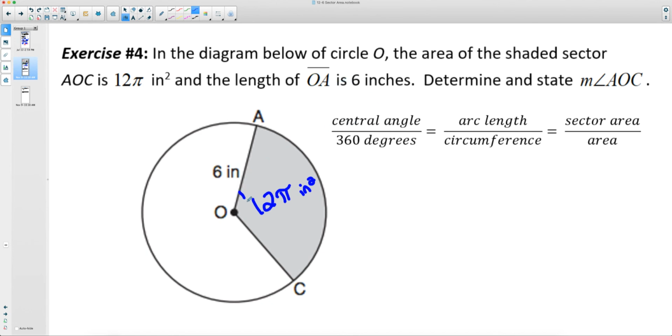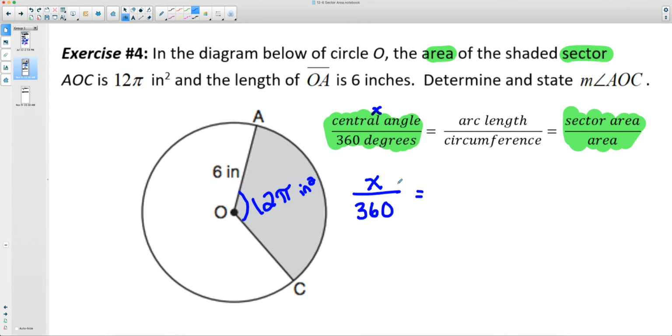So we're trying to find something different here. We're trying to find the central angle. So central angle is where x is going to be. The proportions that we're using would be the central angle in 360 degrees, and we have the area of the sector, so we're going to use the sector area fraction. So let's make our substitutions. We're trying to solve for the central angle, so that's x over 360 equals the area of the sector, which we know is 12 pi.